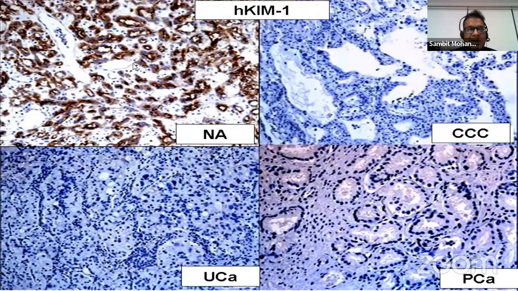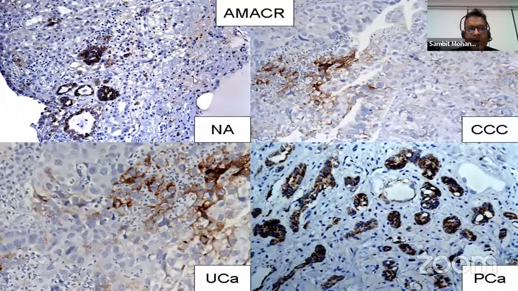And this is AMACR, which is also positive in nephrogenic adenoma. But if you see only AMACR, which can be positive in all four, it is going to confuse. So if you have to choose two stains, the best bet would be PAX8 or PAX2, which stains nephrogenic adenoma and is negative in the rest, or you put GATA3 just to rule out a bladder carcinoma and an apsin for a clear cell cancer.